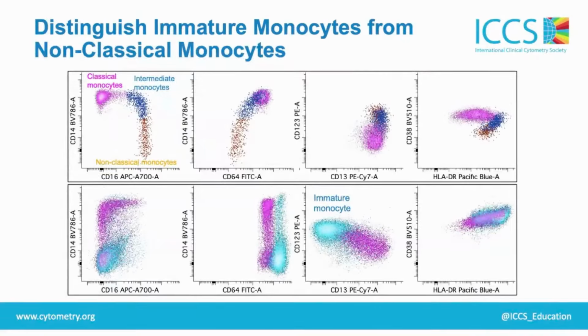How to distinguish immature monocytes from non-classical monocytes? Although non-classical monocytes have decreased expression of CD14, similar to immature monocytes, non-classical monocytes express CD16, CD13, and often decreased CD64. In comparison, the patient's immature monocytes are negative for CD13, 14, 16, and have increased CD64 and HLA-DR.